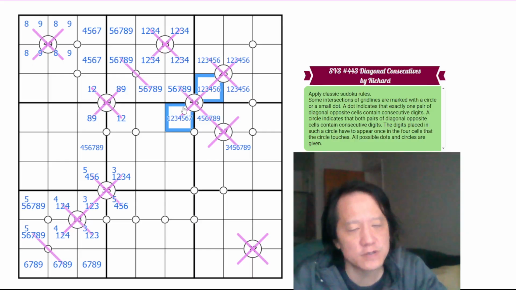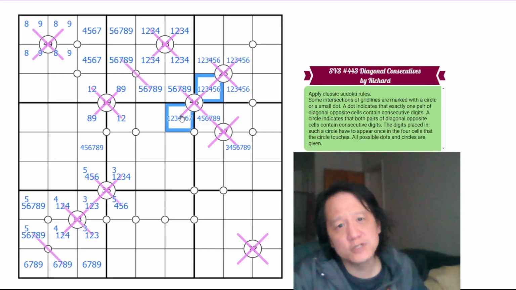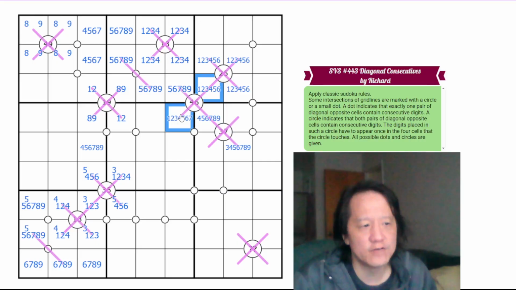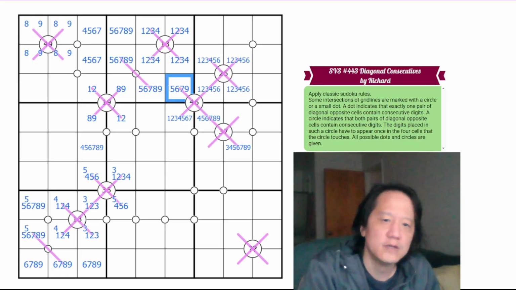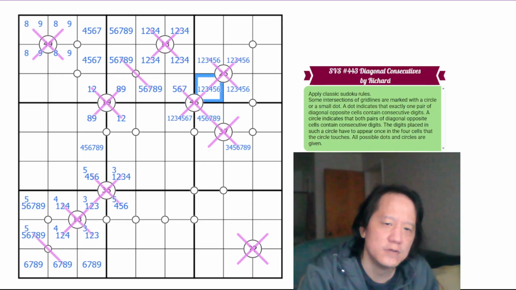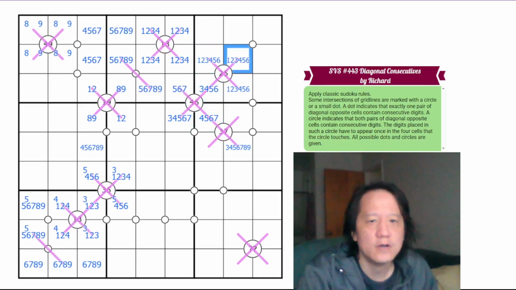Okay. So 4 is consecutive with 3 or 5. And 6 is consecutive with 5 or 7. So this has to be 5, 6, 7. This cannot be 8, 9. This cannot be 1, 2. Okay, so those are the restrictions there.